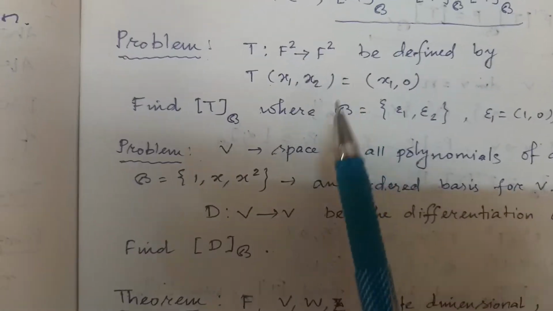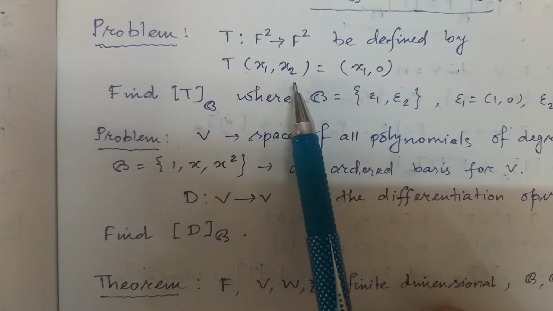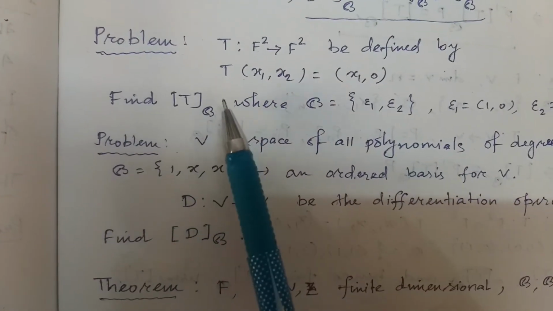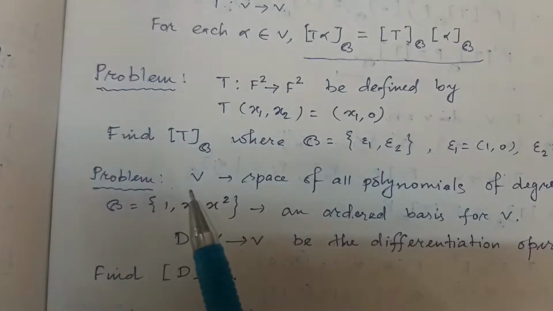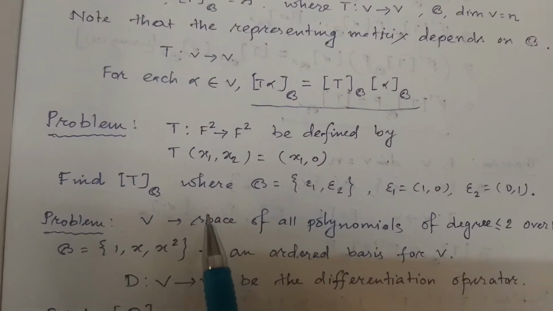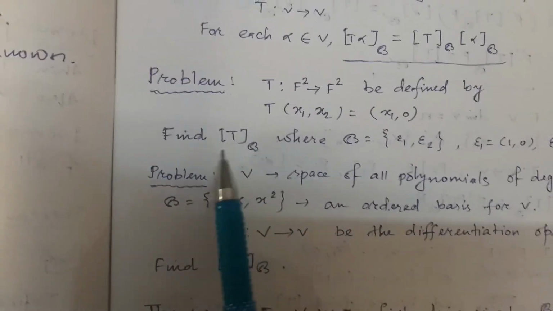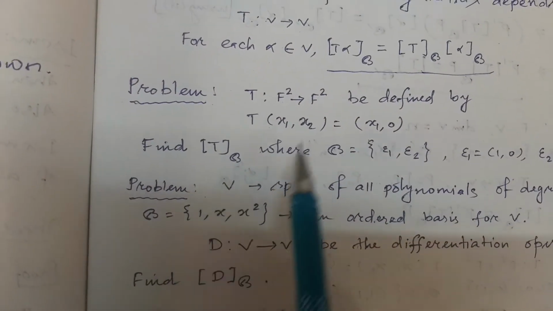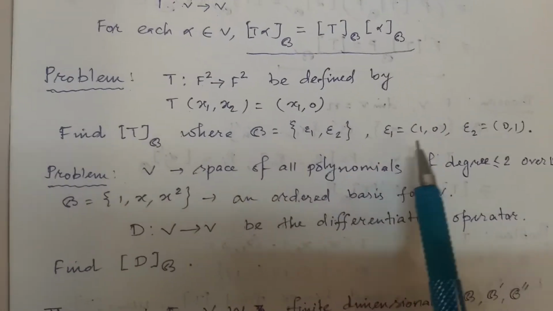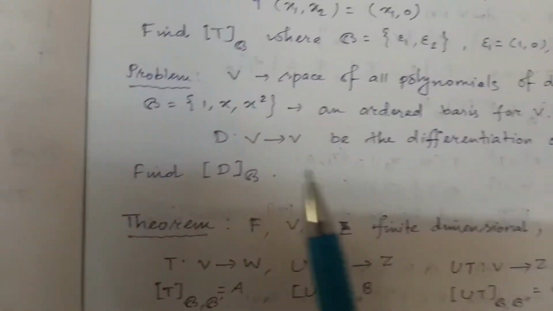Next I give you two problems. T from F^2 to F^2 be defined by T of (x1, x2) equal to (x1, 0). Then find T of beta. This portion already has been given in the previous class. No, I will give it later again. You have to find the matrix of T with respect to this standard ordered basis, epsilon 1, epsilon 2. Epsilon 1 is (1, 0), epsilon 2 is (0, 1). You will do it at your home.